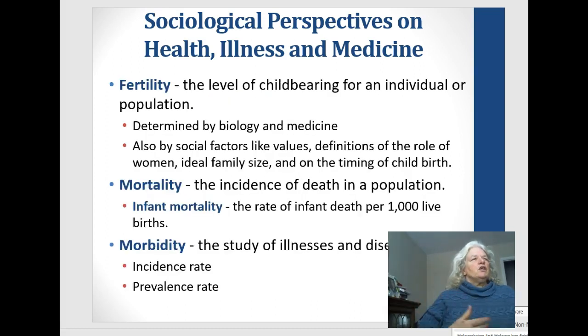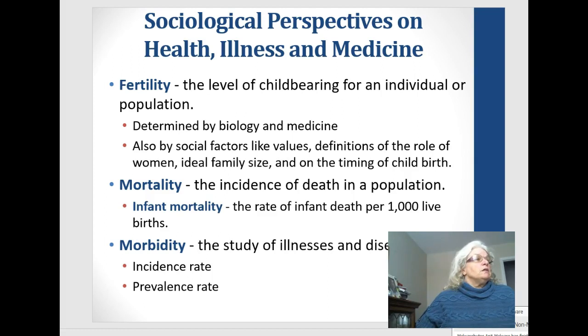From the sociological perspective, we look at fertility, and that's the level of childbearing for individuals in the population. We look at mortality, that's the incidence of death in the population, and we especially look at infant mortality, infants who die in that first period of life, that first year and before. And so these statistics, along with morbidity statistics, the study of illness, are pretty important.